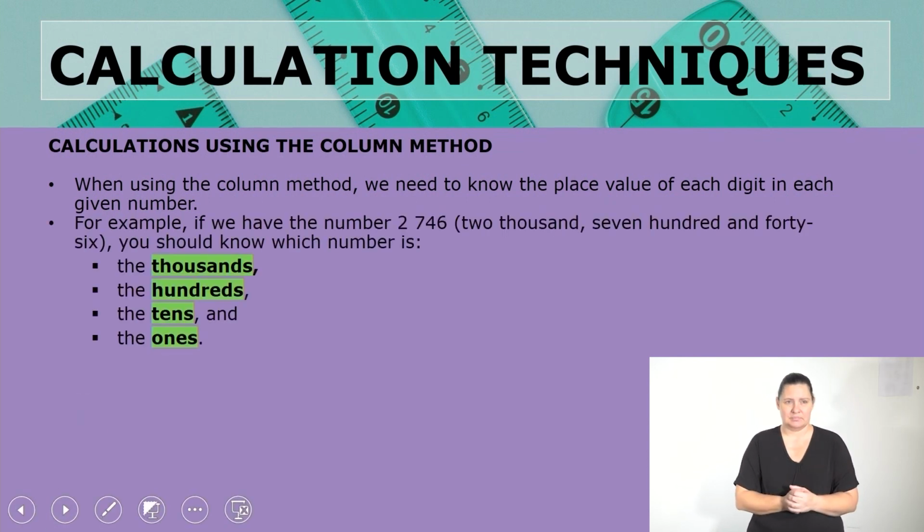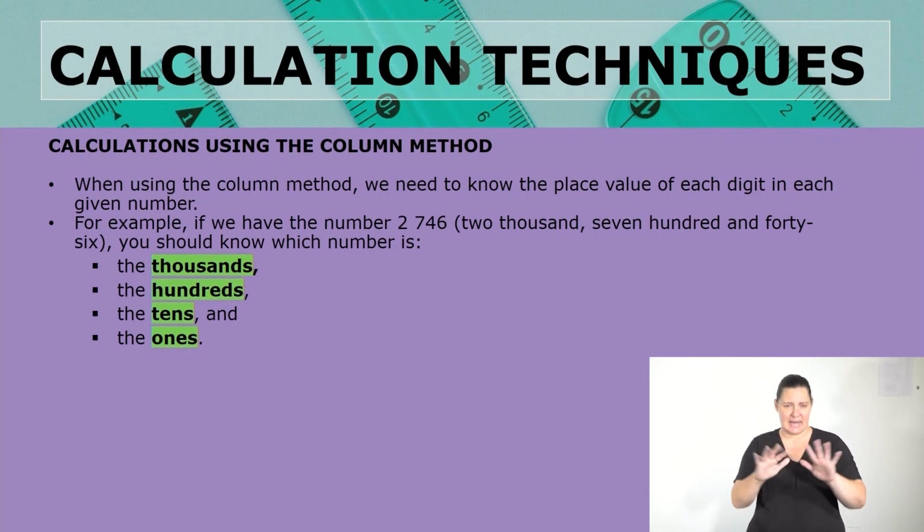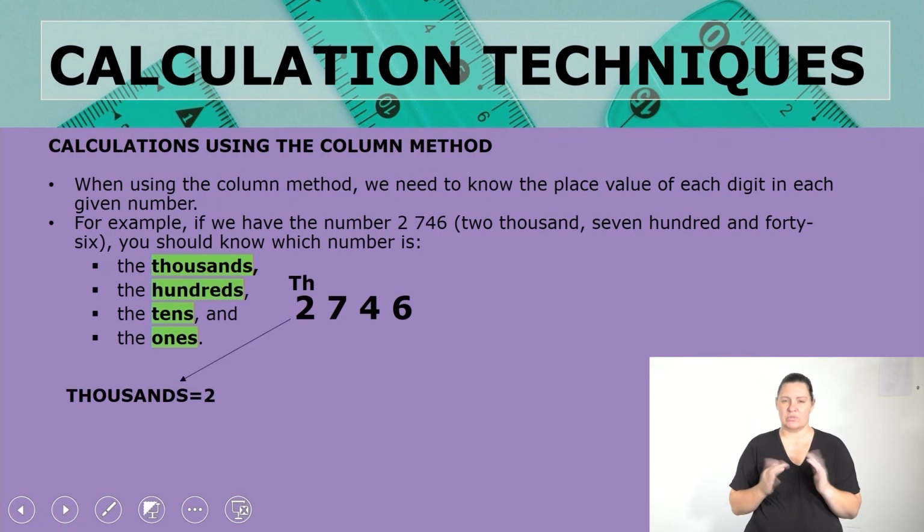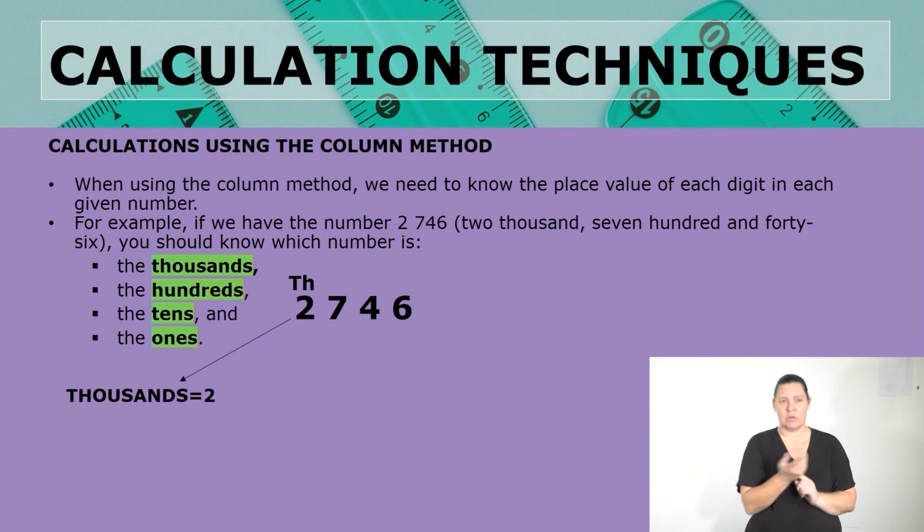So for example, if we have the number 2,746, then you should know which number is the thousand, the hundreds, the tens, and the ones. Let's look at the number that is given there, 2,746. The 2 there represents the thousands, and to show that it represents the thousands, we're just going to put a TH over it.